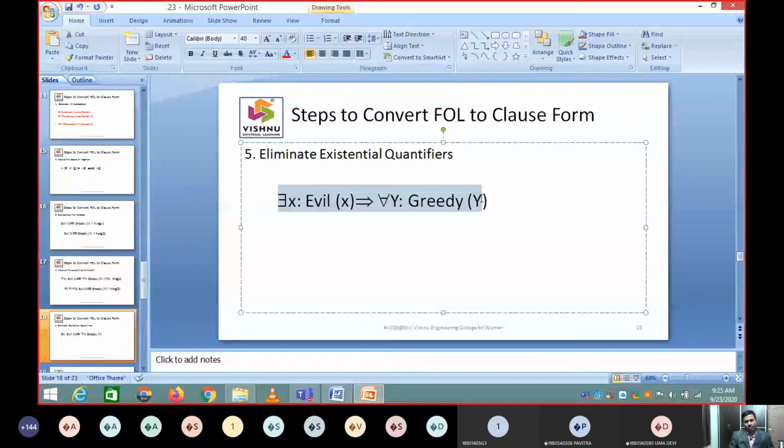If you have something like this, what we can do is just remove this part. This can be removed, and you can take a specific name, evil of some person, that instance is x1, and we said this for all has to be in the LHS, so we can keep this LHS here.